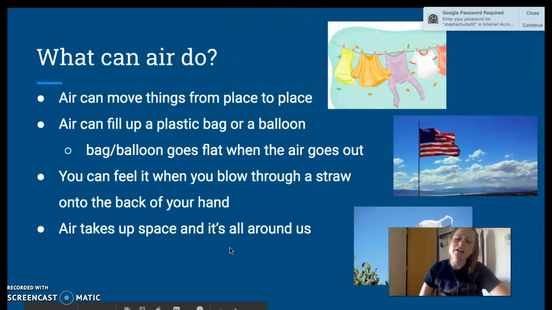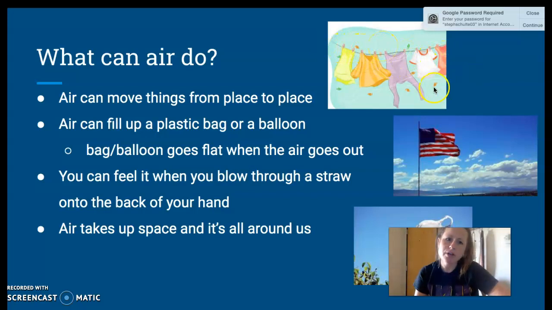What can air do? Air can move things from place to place. If you are looking at this first picture, it's a clothing line, and you hang up the clothes to dry when they're wet. You can tell in the picture that the clothes are moving and the air is pushing them. We can't actually see the air, it's invisible, but we can see by the picture that the clothes are moving. So the air is pushing the clothes in one direction. The clothes aren't going in two different directions, they're going in one direction. So the air is moving the clothes.